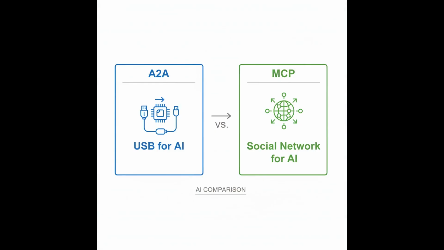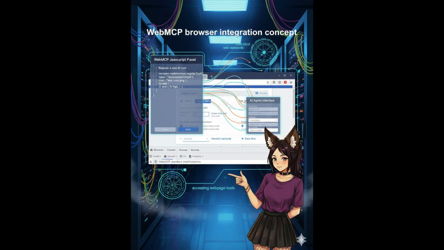WebMCP. WebMCP is a proposed web standard from a joint Microsoft and Google team that lets any web page expose JavaScript-based tools directly to AI agents. Your website, running in Chrome, can be an MCP server. No backend required. The core API lives in window.navigator.modelContext. You call registerTool with a name, description, input schema, and an execute callback written in JavaScript.